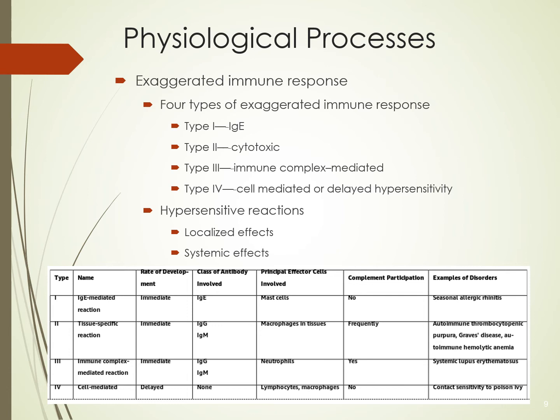Type 2 tissue-specific reactions may lead to myasthenia gravis, hyperacute graft rejection with transplanted tissues, or autoimmune-based hemolytic anemias. Type 3 immune complex mediated responses are the basis for rheumatoid arthritis or systemic lupus erythematosus, which is abbreviated SLE or called lupus. Type 4 cell-mediated responses are seen with transplant rejection or poison ivy allergic responses.